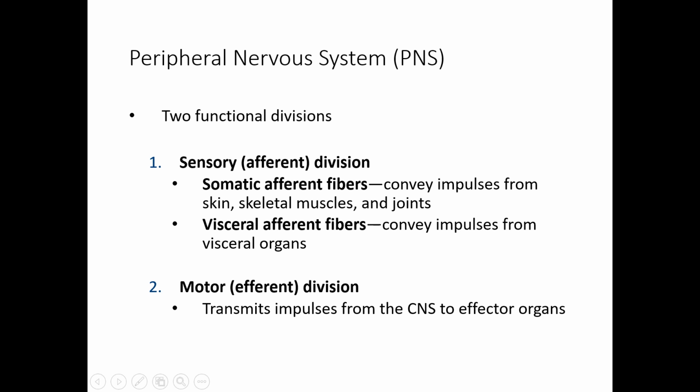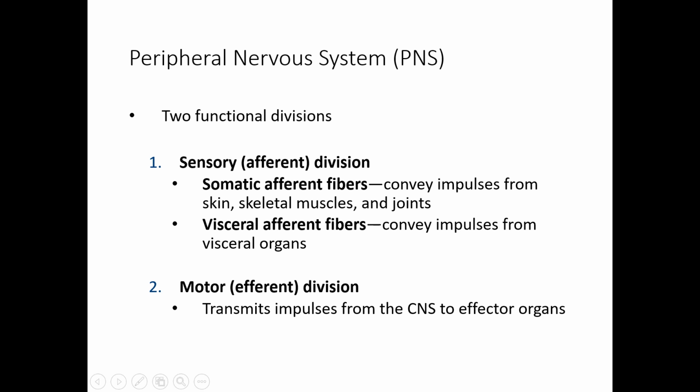Peripheral nervous system is made of two divisions, sensory and motor. So sensory division, also called afferent, carries signals from the body to the brain and spinal cord. It is divided into somatic and visceral fibers. Somatic carries signals from our skin, muscles, and joints. For example, you touch ice, and that ice is cold. How do you know it's cold? Because somatic afferent fibers carried the signals from your skin and your fingers to your brain.